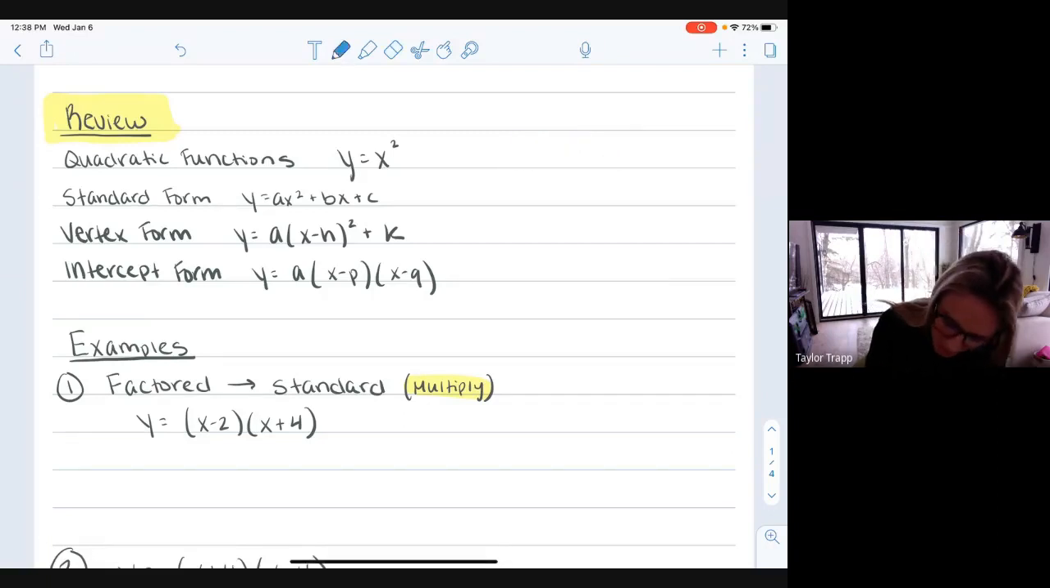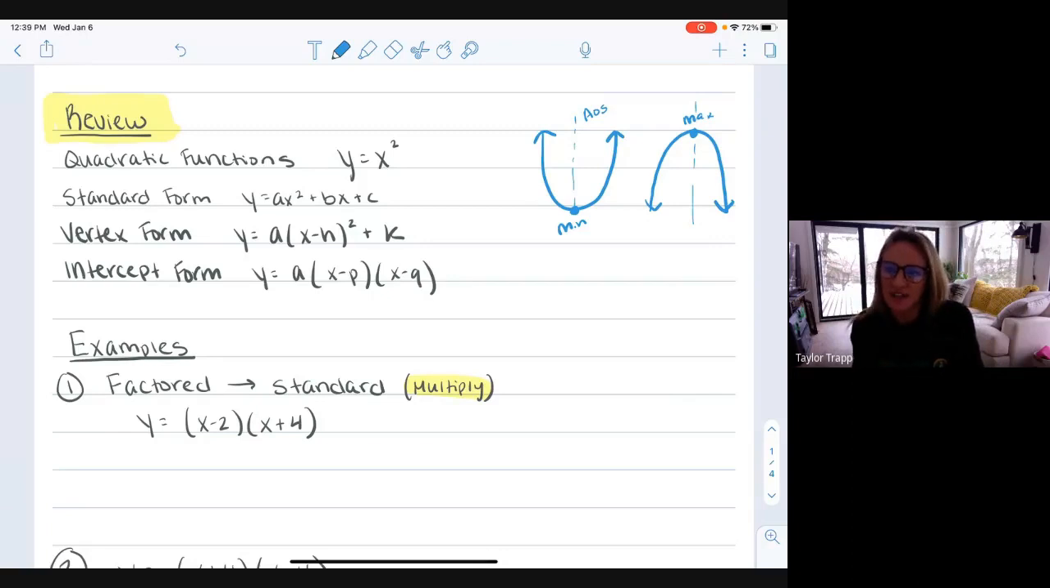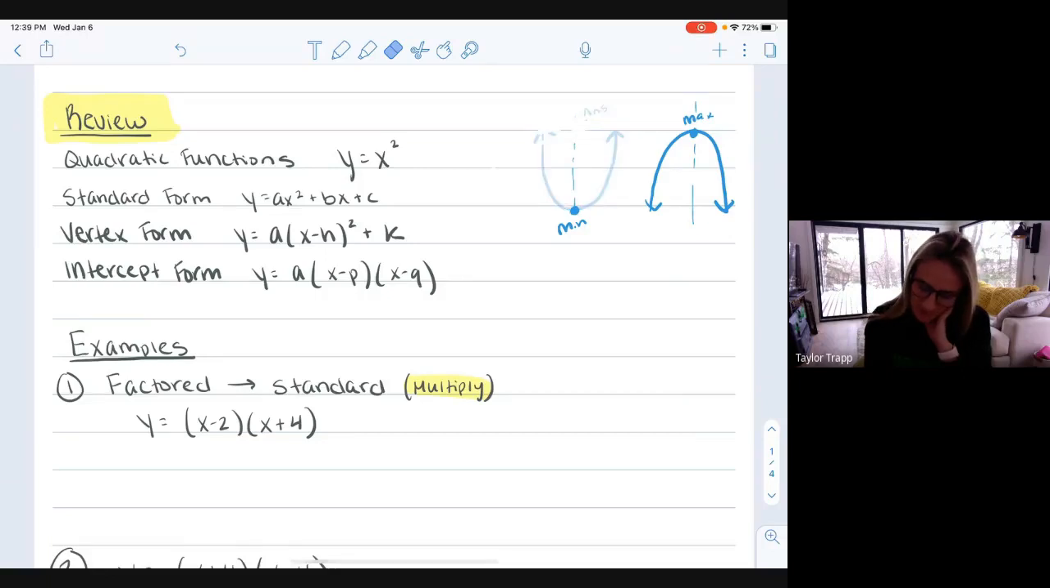Other pieces to it: if we have a parabola that's this way, or one that's this way, we would have a minimum point or a max point, and then we have that axis of symmetry that goes through the middle. So we usually abbreviate that AOS, axis of symmetry. Okay. So that's what that is. And then we have the different forms. So we talked about standard form, and then vertex form and intercept form.